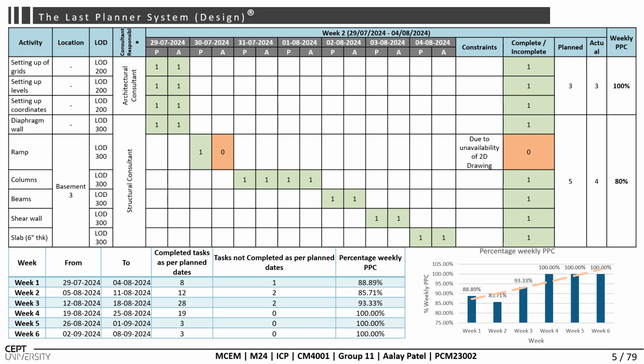A graph of weekly PPC was developed to provide a clear visual representation of progress over time. So there was an initial lag in the first 3 weeks due to constraints, and steady alignment in the final 3 weeks as constraints were resolved, with planned and actual activities matching.